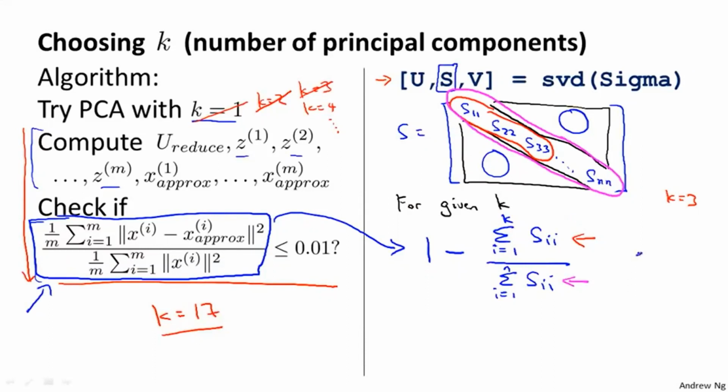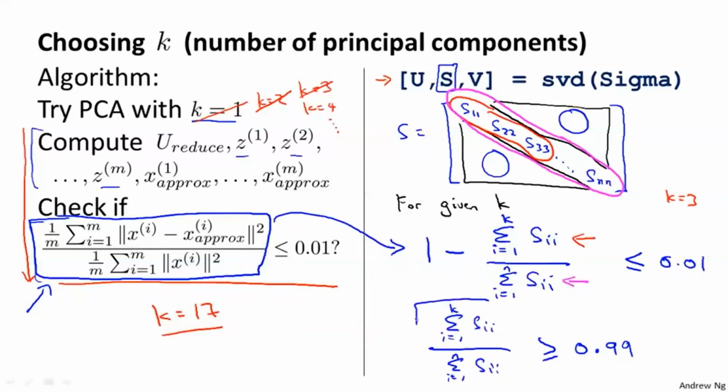And so what we can do is just test if this is less than or equal to 0.01, or equivalently, we can test if sum from i equals 1 through k of Sii divided by sum from i equals 1 through n of Sii is greater than or equal to 0.99, if you want to make sure that 99% of the variance is retained. And so what you can do is just slowly increase k, set k equals 1, set k equals 2, set k equals 3, and so on, and just test this quantity to see what is the smallest value of k that ensures that 99% of the variance is retained.